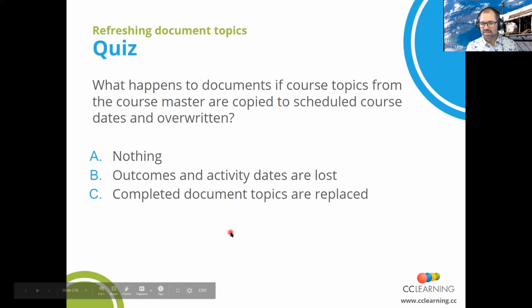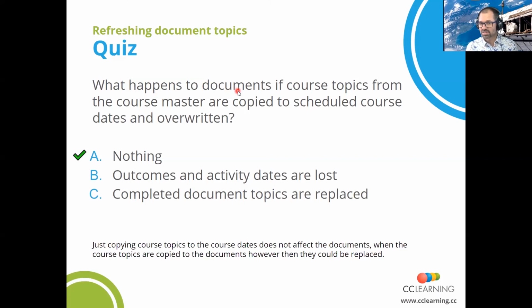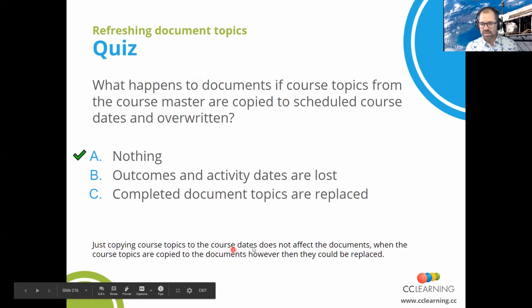So the answer here is nothing. Nothing happens to the documents. Nothing in the documents will be changed by course topics from the course master being copied to scheduled course dates and overwritten. It doesn't matter. It's okay to copy to your course dates. It will not have an effect on the documents. Just copying course topics to the course dates does not affect the document. When the course topics are copied to the documents, however, they could be replaced. So if the course topics are being copied to the documents, that's when there's a replacement of data, a loss of data.